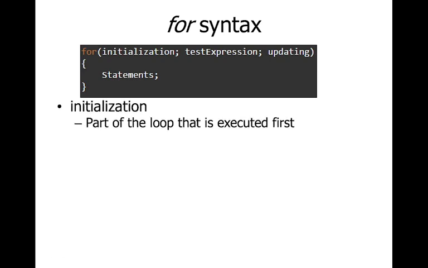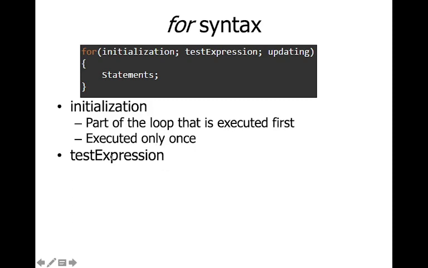So initialization, it is a part of the loop that is executed first. So whenever it reaches a for statement, the first part to be executed will be the initialization. So it will be executed first, and this will be executed only once. So we have already mentioned that loop is a repetitive statement, so it will iterate. But in the case of for loop, the initialization statement will be executed only once, and it will be executed first.